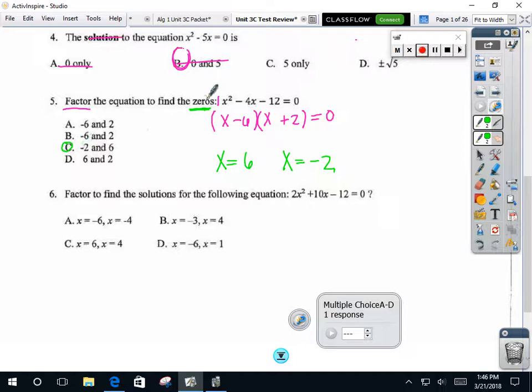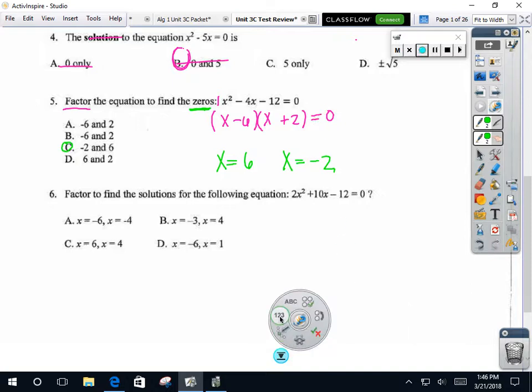Well, when it says zeros, they're talking about the solution. Zeros, solutions, x-intercepts is all the same thing. Look, think about it, Naya. They're called zeros because you have to set the factor equal to 0. Okay, and because they're the x-intercepts, which is where y is 0.